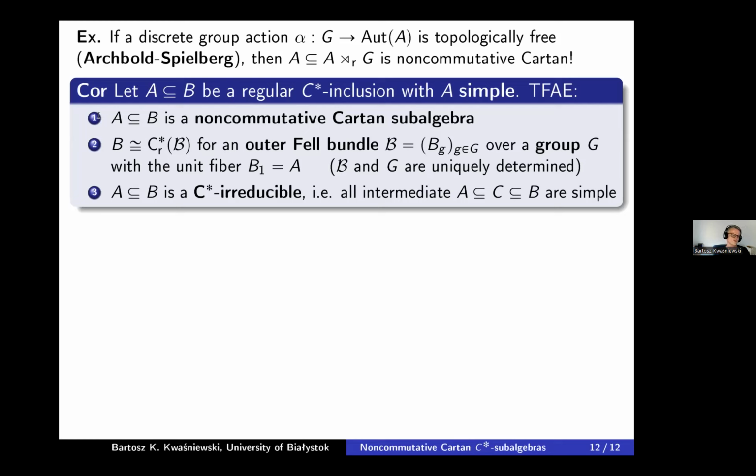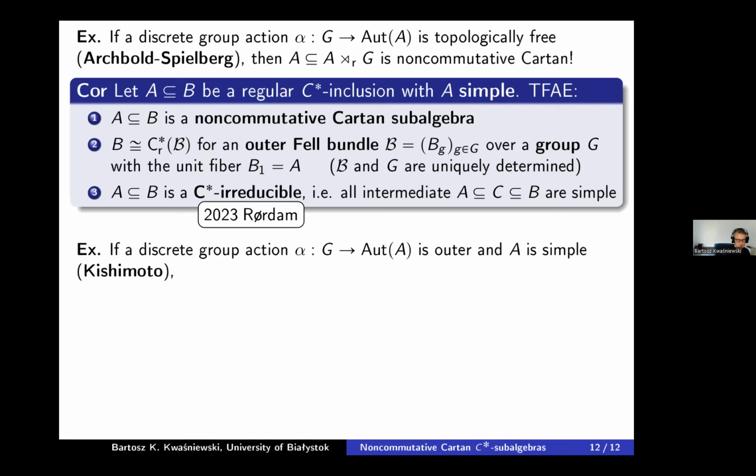We know that if we have this non-commutative Cartan subalgebra, then not only A is simple, but also B is simple. And not only A and B are simple, but any C*-algebra that sits between A and B is simple. This is what is called a C*-irreducible inclusion. This was named by Rørdam. So now there are a number of papers appearing on this subject, studying these C*-irreducible inclusions. So this corollary tells you that for regular inclusions, the structure is completely understood, and it comes with a group G and a Fell bundle over this group.